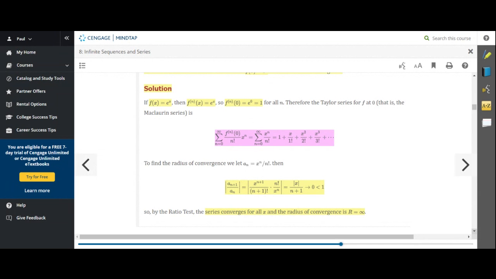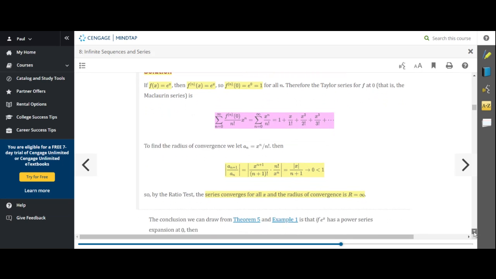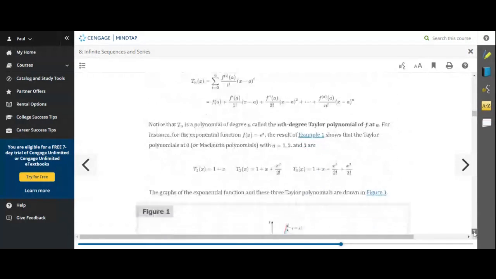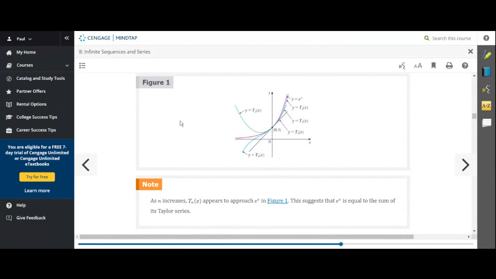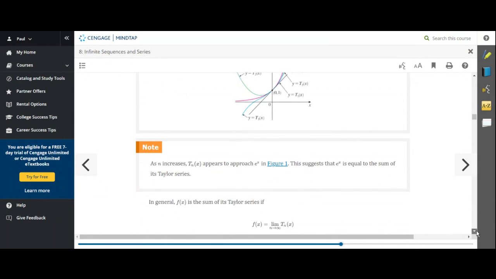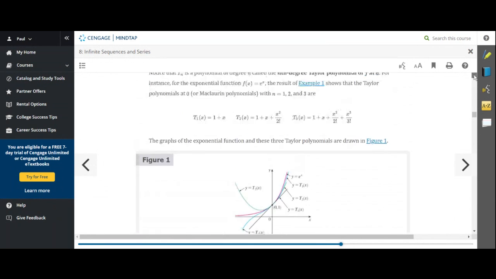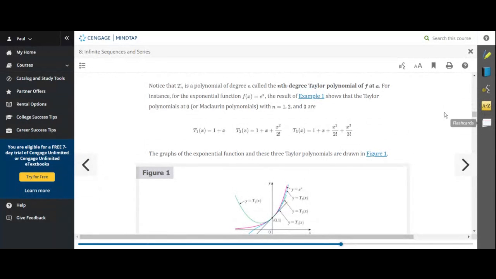So this exponential function, you have the power series here for e to the x, which is 1 plus x plus x squared over 2 factorial plus x cubed over 3 factorial. And what they do here in figure 1 is they draw the e to the x power in red. That's the red function. And they've drawn what are called some Taylor polynomials.